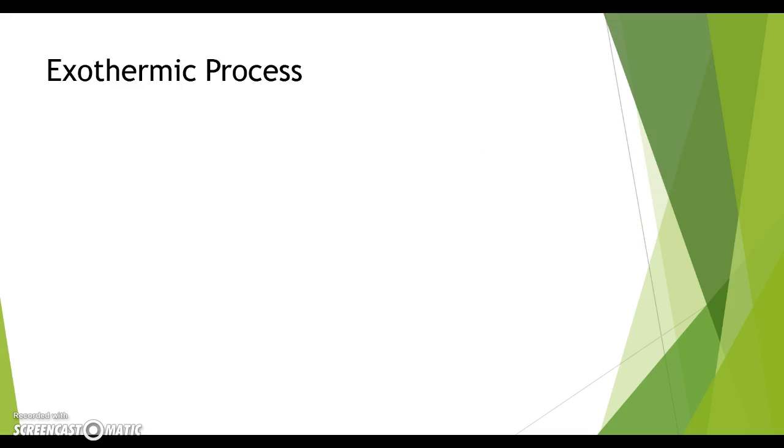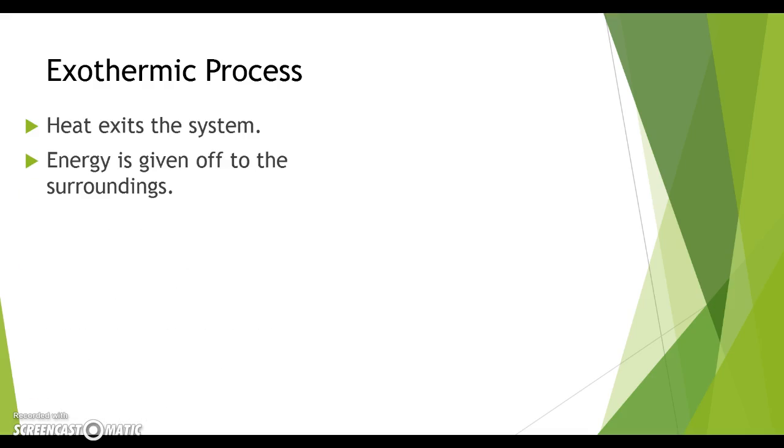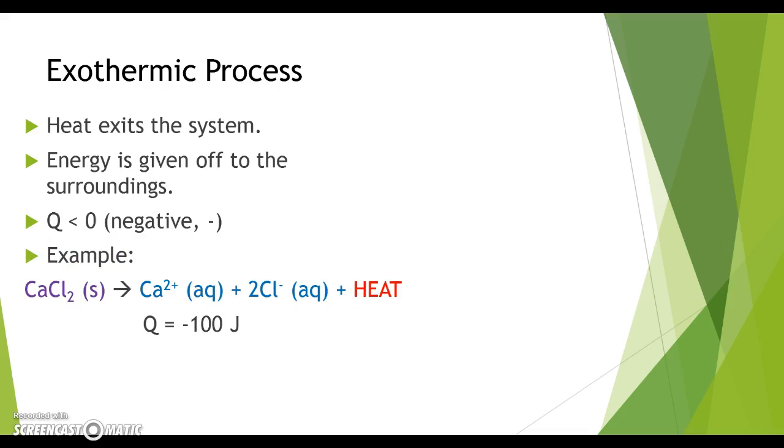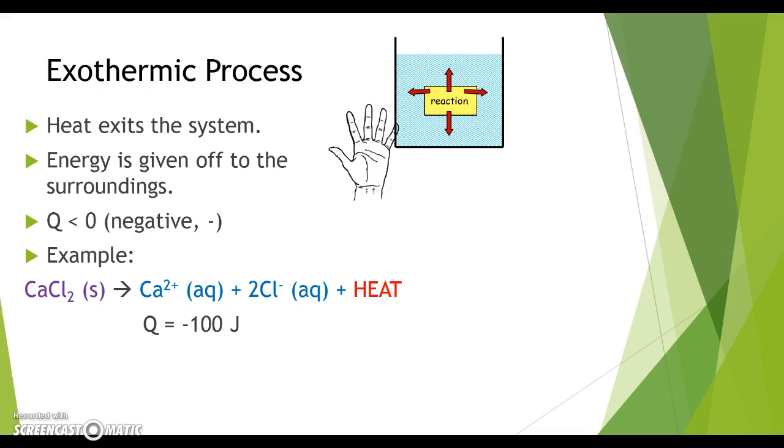An exothermic process is the opposite. We have heat exiting the system, energy is given off to the surroundings. The sign convention is that Q is a negative number. For example, let's take a look at the dissolving of calcium chloride. Much like the last example, calcium chloride will dissolve into its ions. It will form calcium 2+ ions in this case and chloride ions, and heat will be produced. So if this reaction were to happen in the beaker, how would it feel if we were to touch the outside of the beaker? It would actually feel warmer.